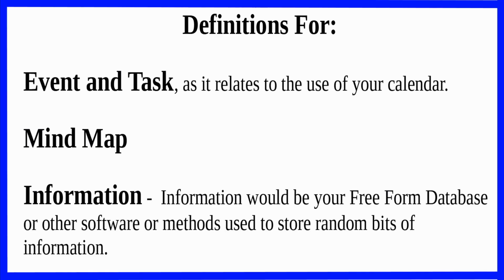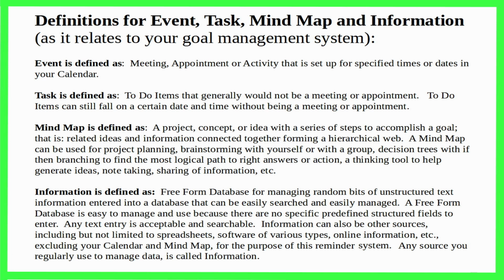In the description area of this video, you will find links to information on mind maps, Google Calendar, and free-form databases. It's important that you know that event and task relate to your calendar, and what is the definition of an event and what is the definition of a task, as it relates to the use of your calendar. Also, as used in the context of this goal management system, you need to know the definition for mind map. And the last definition you need to know is for information. In this particular use of the word information, information would be your free-form database or other software or methods used to store random bits of information. Now, I will provide definitions for event, task, mind map, and information, as it relates to your goal management system.